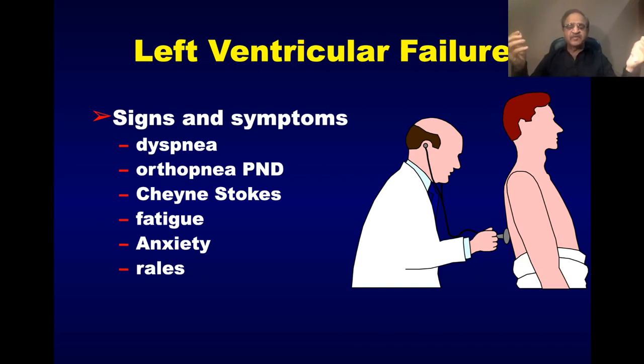Fatigue in left ventricular failure and congestive cardiac failure is, of course, due to poor tissue perfusion, and basal crepitations are due to exudation of water and fluid into the interstitial spaces in the lung and in the alveoli. The crepitations or rales in left ventricular failure are fine crepitations as compared to the coarse crepitations of pulmonary fibrosis or bronchiectasis.